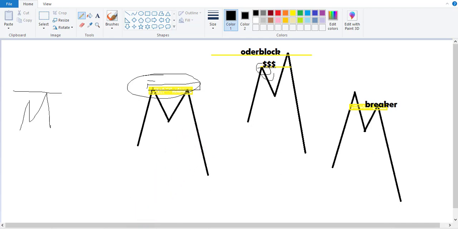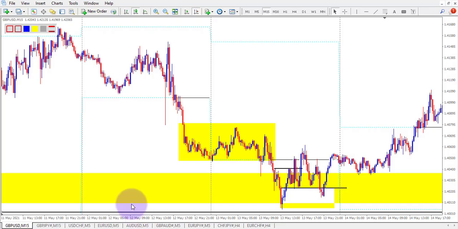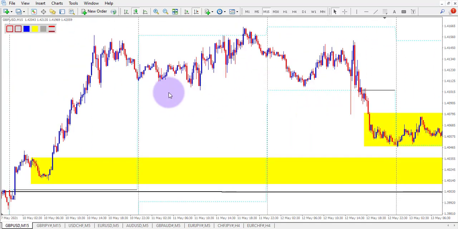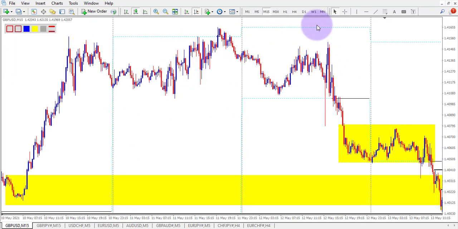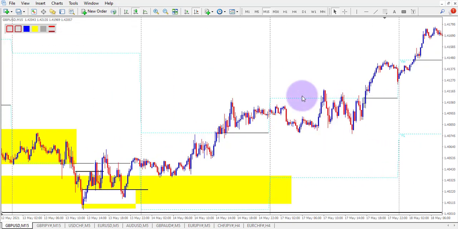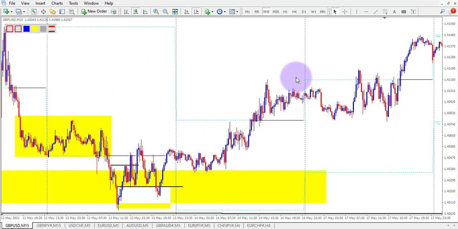So here we're going to be explaining what we need to see before an M pattern presents. This also means that we are not going to be taking every M pattern that presents on our charts. We are not going to be taking any M's. We are going to be taking specific M's according to what I'm going to be explaining here.